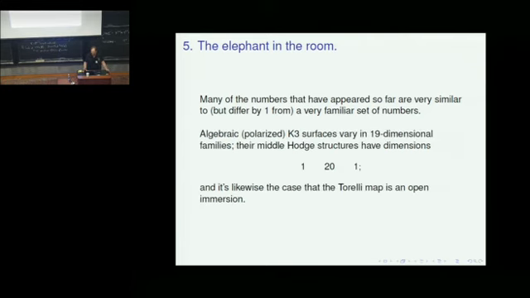If I have an algebraic K3, so that means with a polarization, they vary in a 19-dimensional family. The middle Hodge structure is exactly the same, but with dimension one less in the middle. And again, it's a theorem that the Torelli map from the space of K3 surfaces to the space of possible Hodge structures is an open immersion. So there's a very similar sort of picture here.